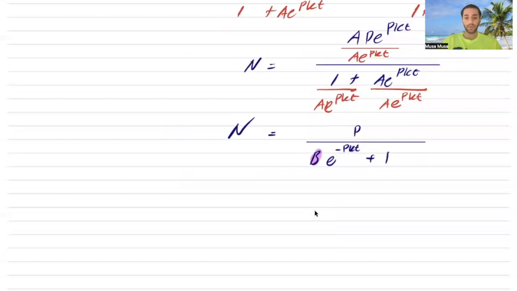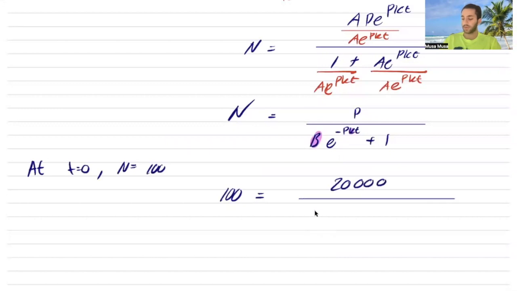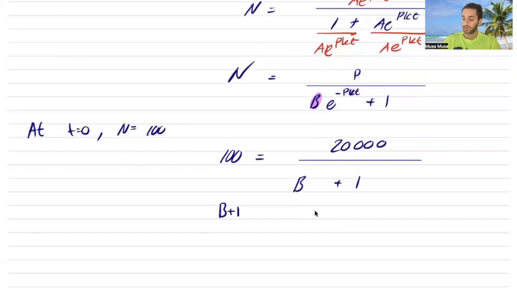We already know what p is. So what was it? At t equals 0, n equaled 100. So 100 equaled, p was 20,000. They gave that to us in the question. b, e to the power of 0 is just gone, so it's just b plus 1. And that means b plus 1 equals 20,000 over 100, so 200. And therefore b equals 199.